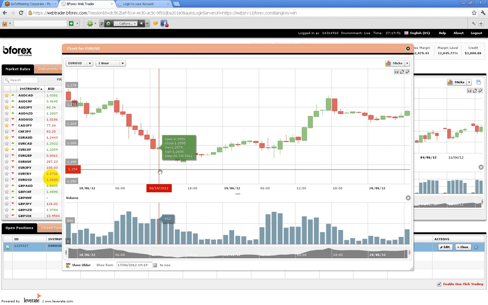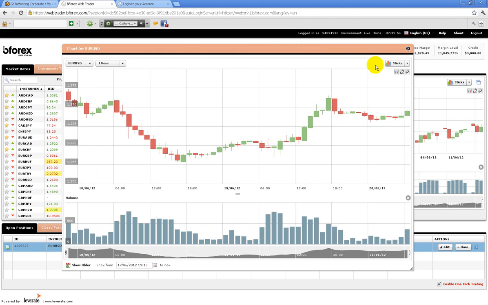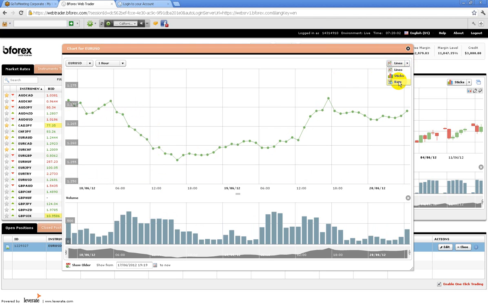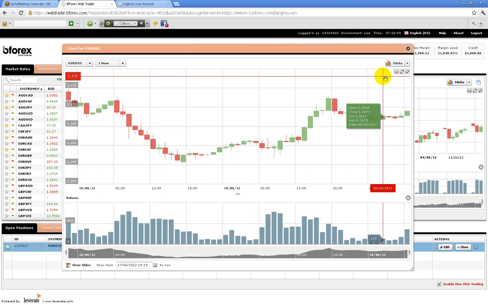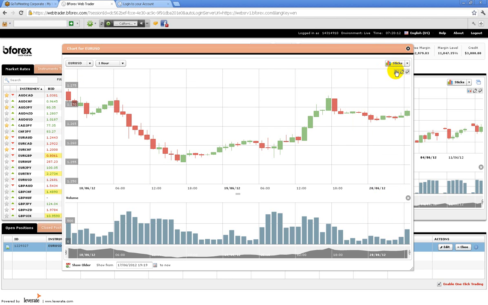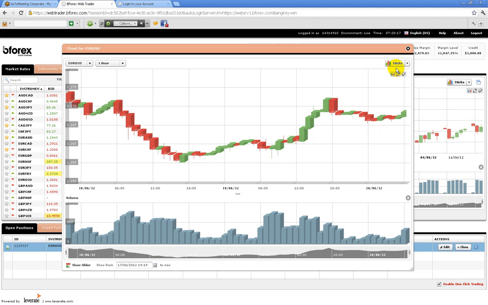Now you can choose your graph design: sticks, lines, and bars. I would prefer using sticks, candlesticks. Here on these small boxes, you can have a 3D view. Once we click on it, this helps a lot. Basically, I like using the 3D view.